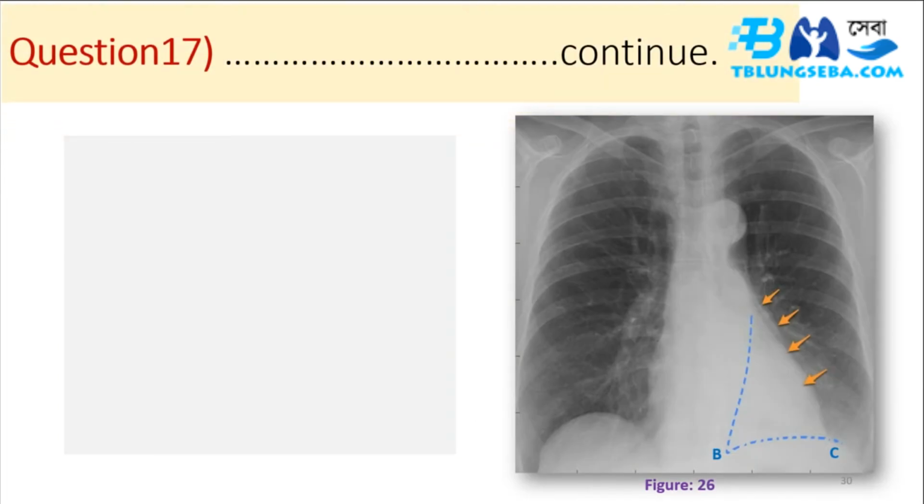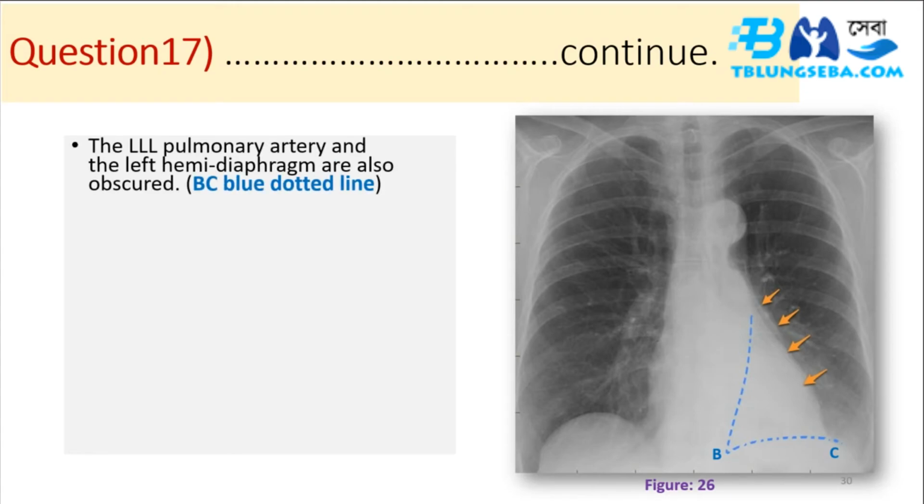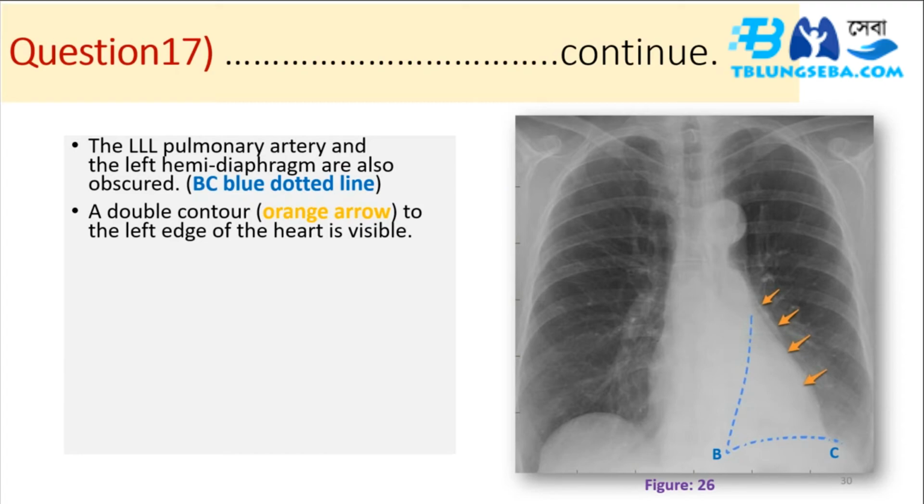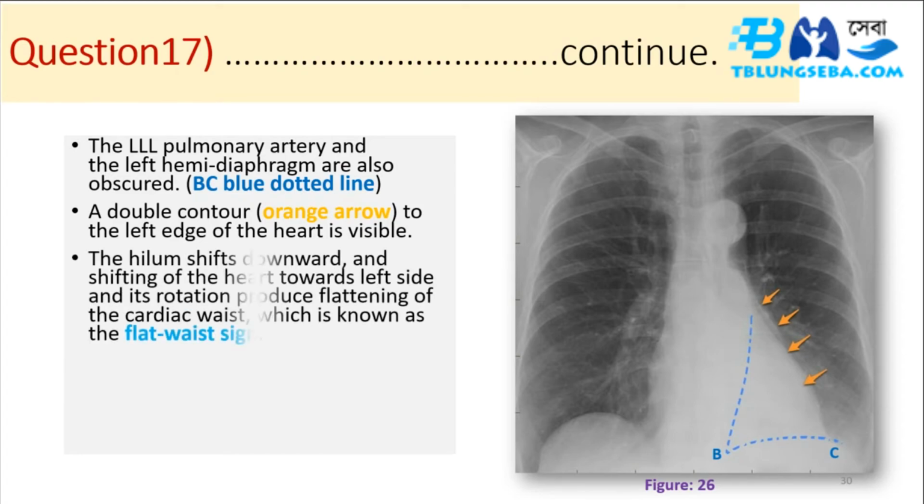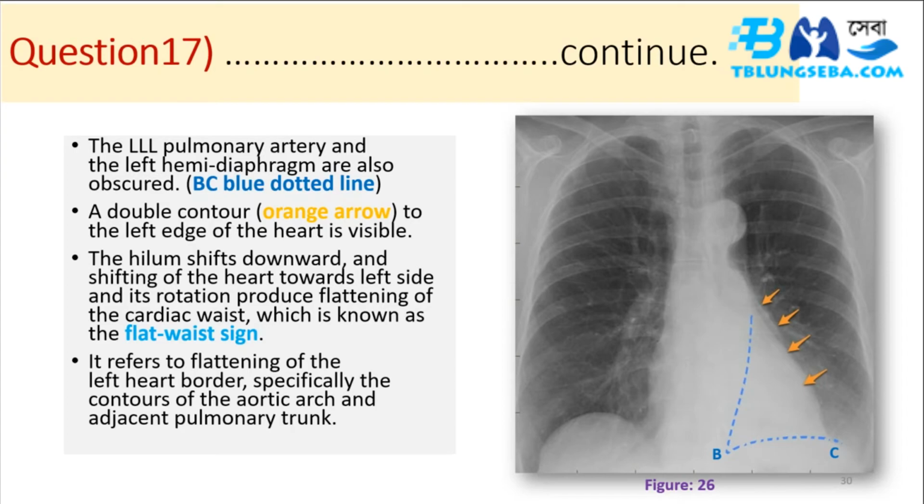Question 17 Continue. The LLL pulmonary artery and the left hemidiaphragm are also obscured. BC blue dotted line. A double contour, orange arrow, to the left edge of the heart is visible. The hilum shifts downward, and shifting of the heart towards the left side and its rotation produce flattening of the cardiac waist, which is known as the flat waist sign. It refers to flattening of the left heart border, specifically the contours of the aortic arch and adjacent pulmonary trunk.